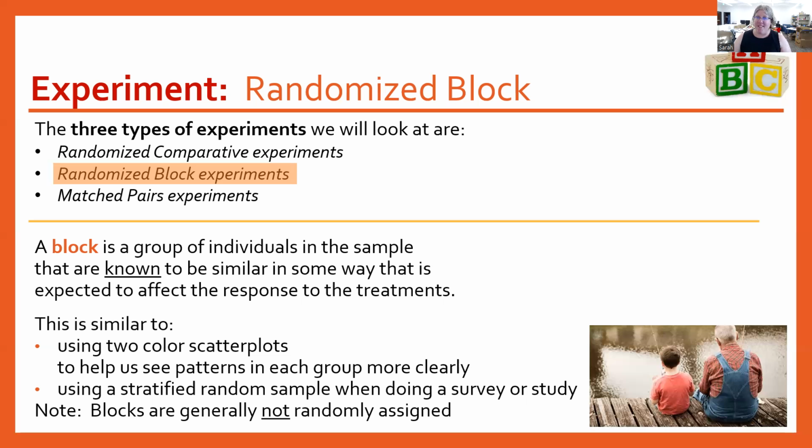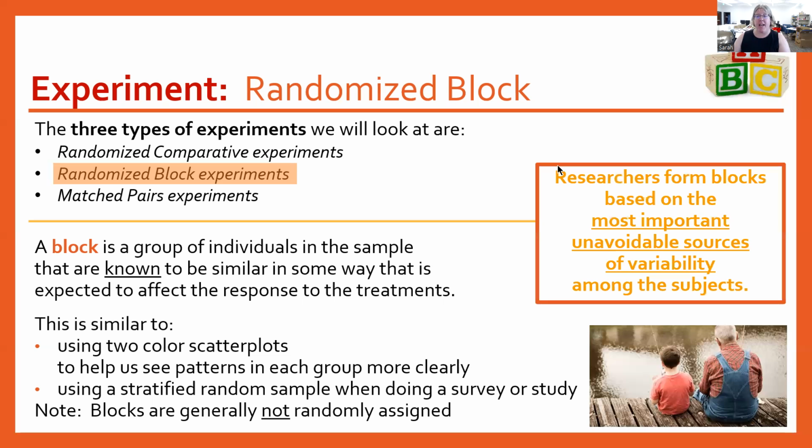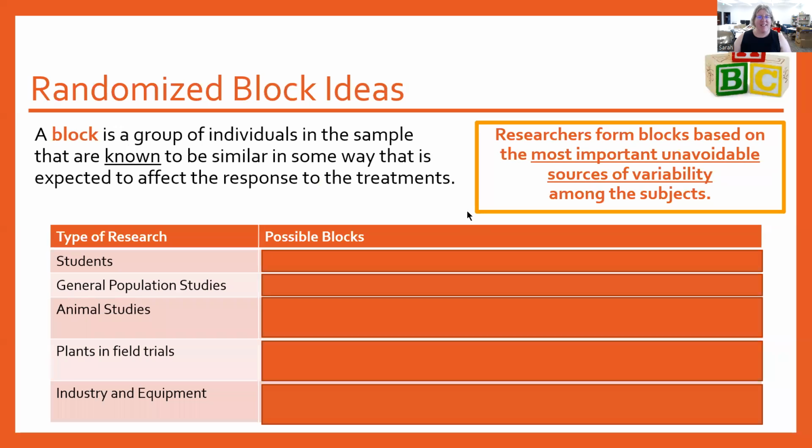Now, whether it's innate to them or you have one of the special ones that's randomly assigned, the deal with the blocks is that we're choosing them based on the most important unavoidable source of variability. So it's the thing that we think is really going to cause the biggest influence on the response variable based on these groups. So some examples of how these blocks might work.